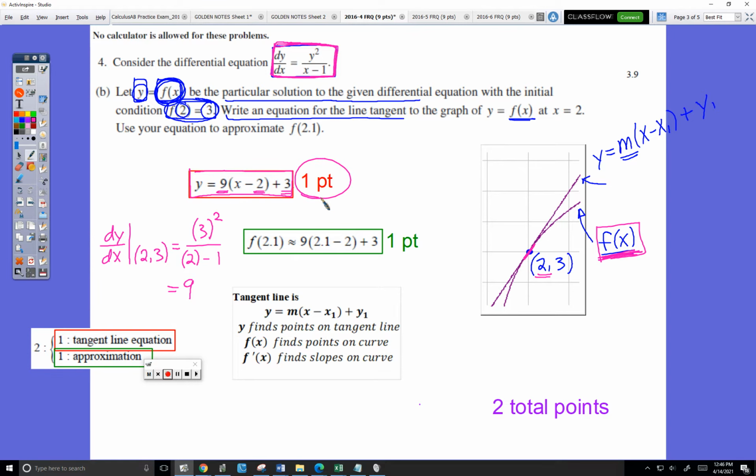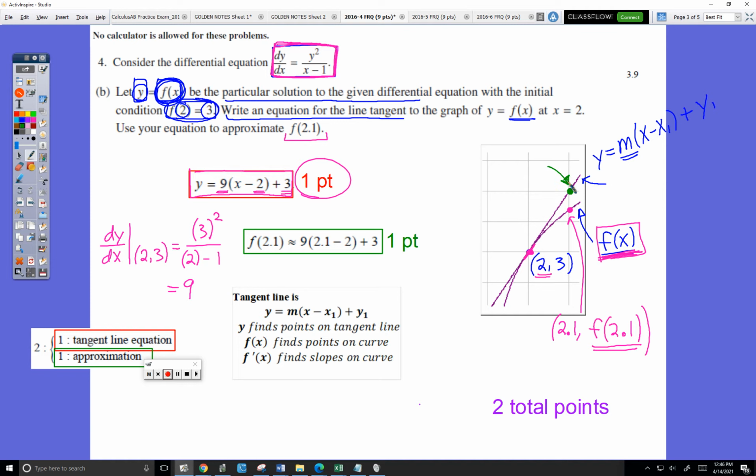Use your equation to approximate f of 2.1. The idea is, if this picture were very enlarged, we'd pretend that right here is an x-coordinate of 2.1. And the y-coordinate we don't know, but could be found if we had the formula for f. That would be f of 2.1. We are supposed to approximate this value. The way we do that is we instead go find this value. We go find that y-coordinate.